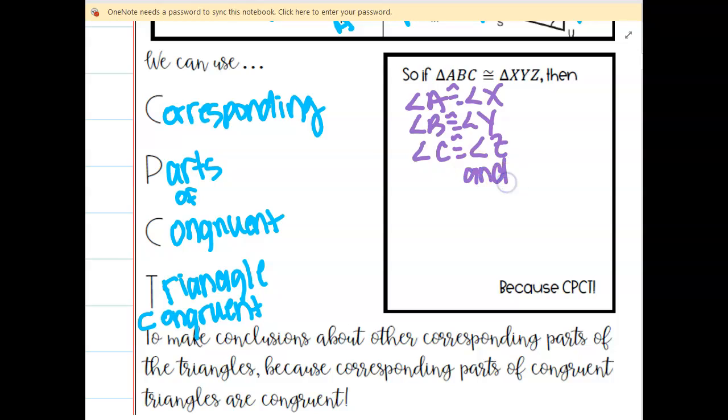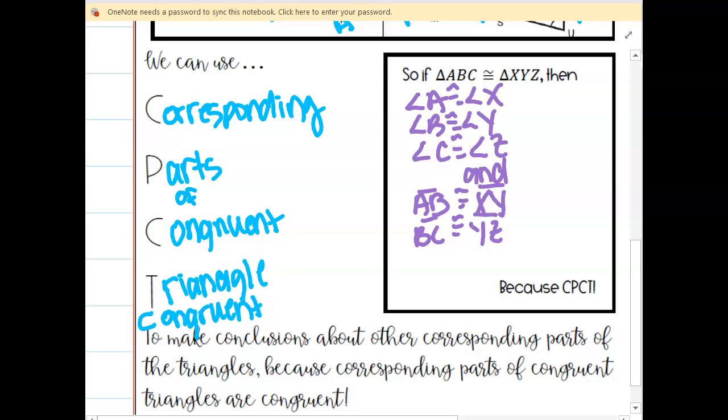And I also know that side AB is congruent to side XY. I know that side BC is congruent to side YZ. And I know that side AC is congruent to side XZ.